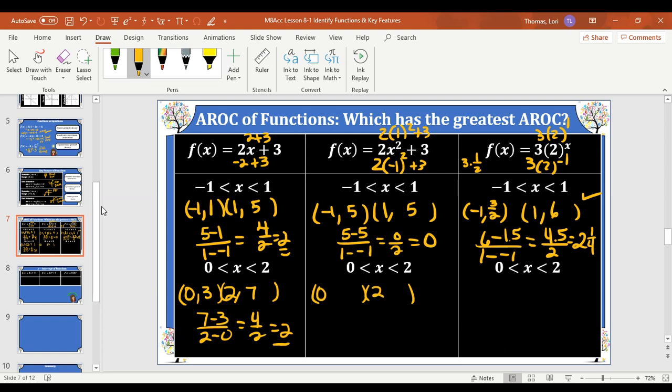Okay, so we're going to plug in 0 for x. That wipes that out. And so we have (0, 3). Notice these are the same y-intercept. And now we're going to plug in 2. So 2 squared is 4. 4 times 2 is 8. And 8 plus 3 is 11. So we have 11 minus 3 over 2 minus 0. So that's going to give us 8 over 2, which is 4.